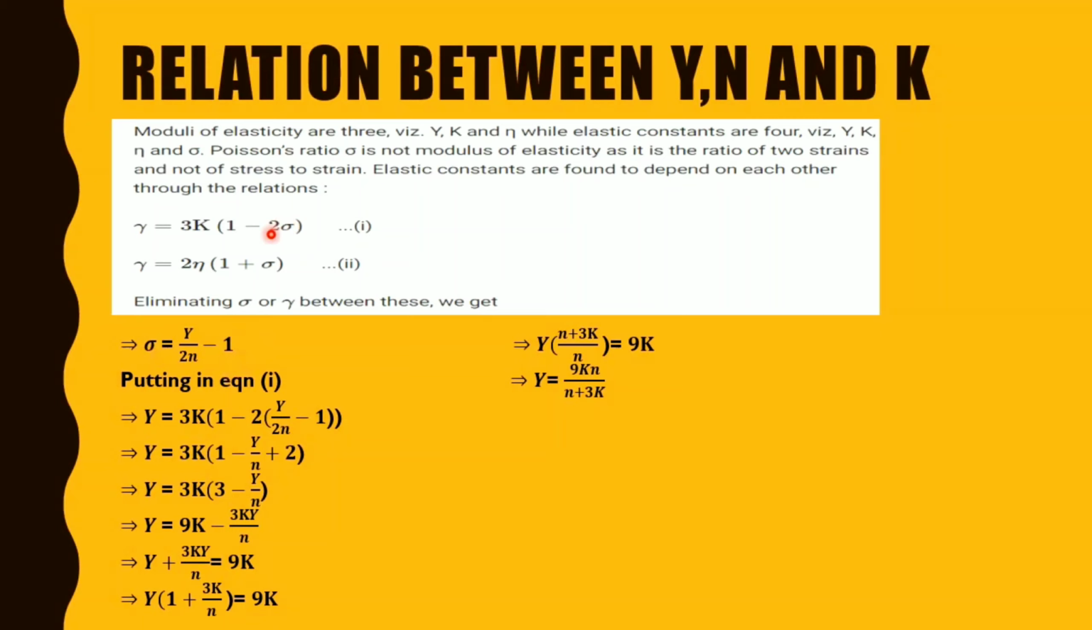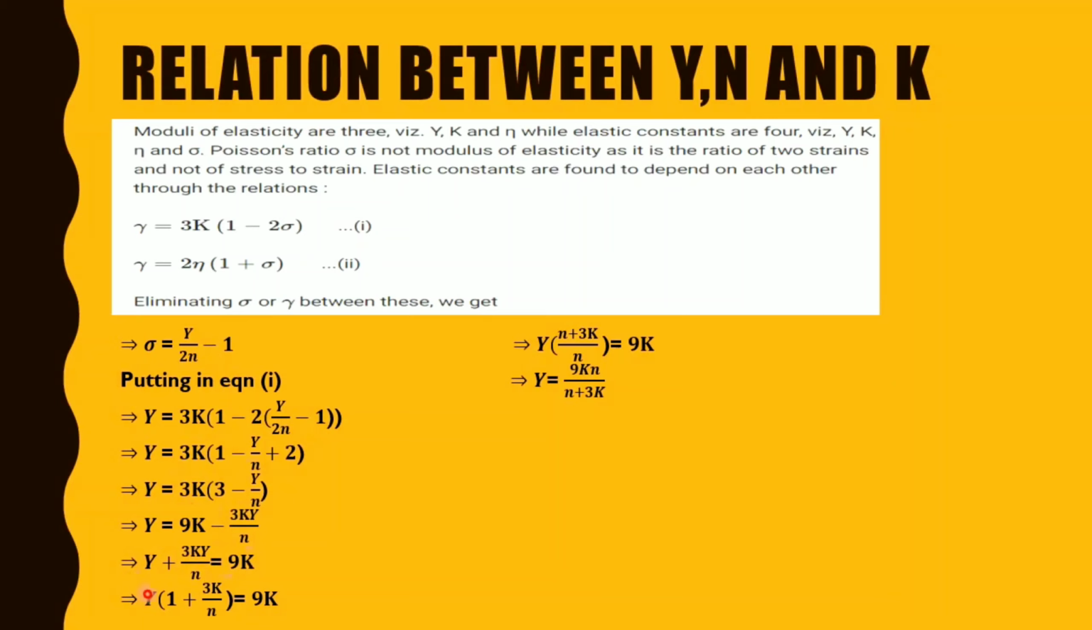So when we put in sigma, 2 gets cancelled. So we are left with Y by eta, and 2 plus 1 is 3. So 3 minus Y by eta. Now we will do the multiplication. So 3 3s are 9k, and 3kY by eta we will take this side. So it becomes Y plus 3kY by eta equal to 9k.